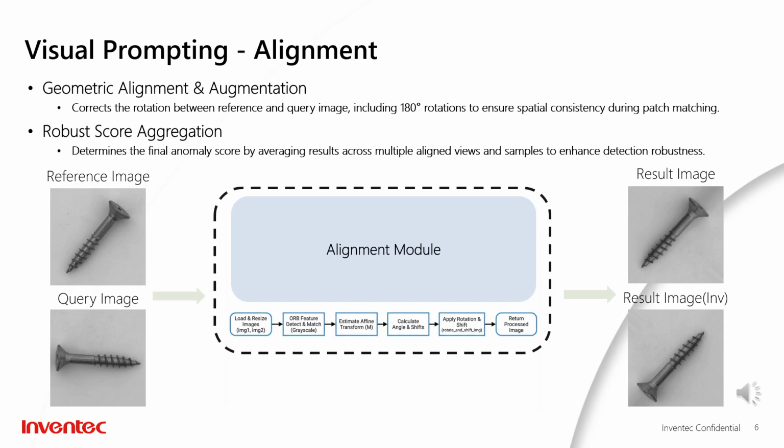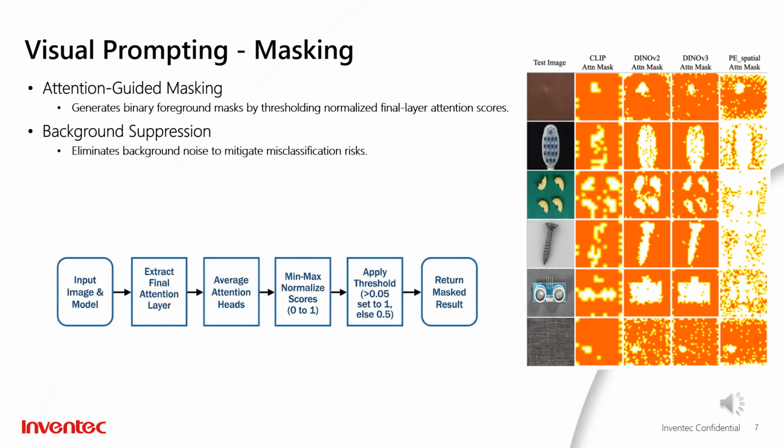This ensures that we can find the similar patch in the query image and reference image. We are looking at the exact same physical part of the object. The second visual prompting technique is attention-guided masking. Background noise is a major source of false alarms.